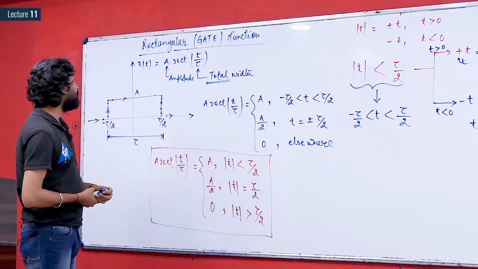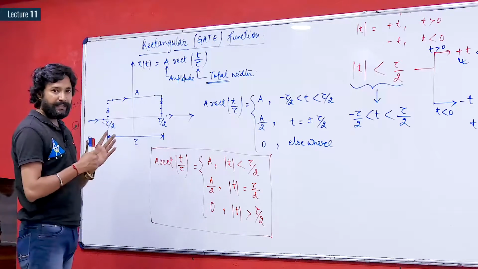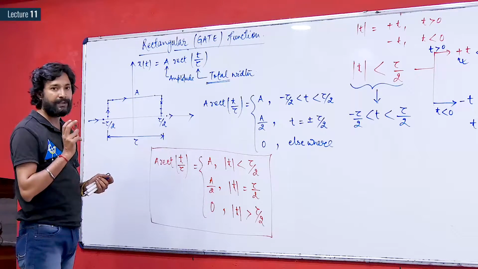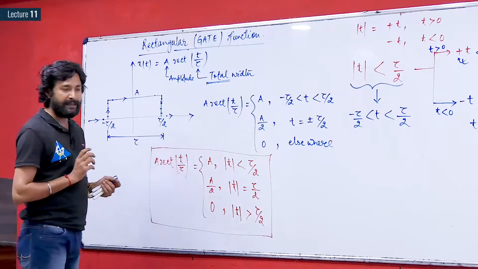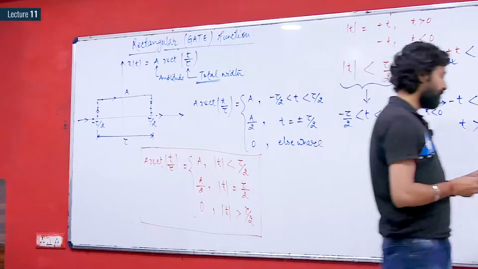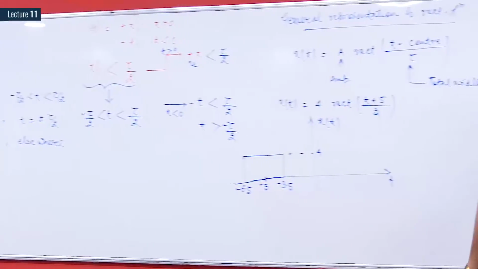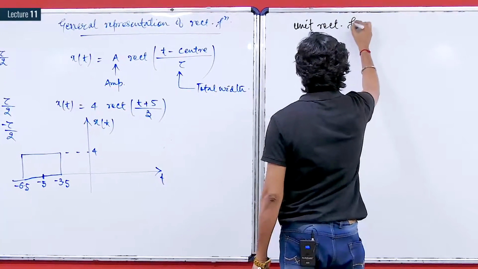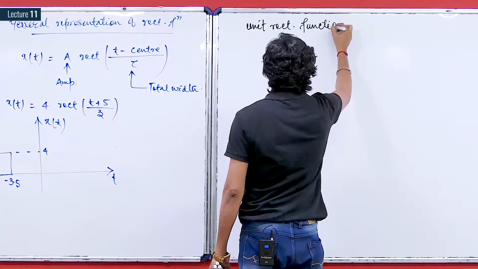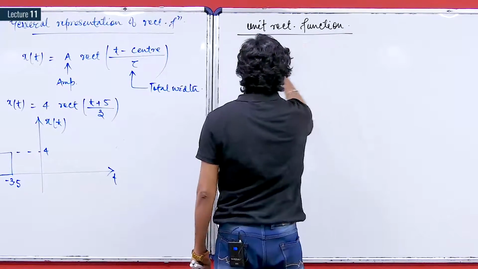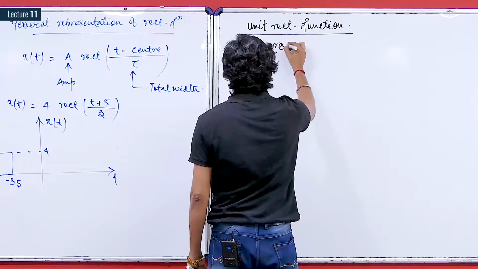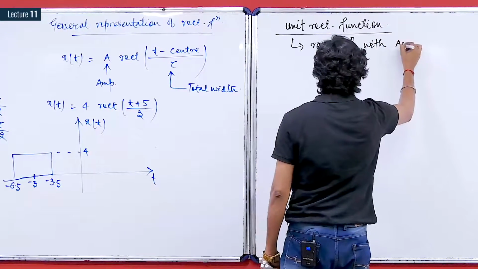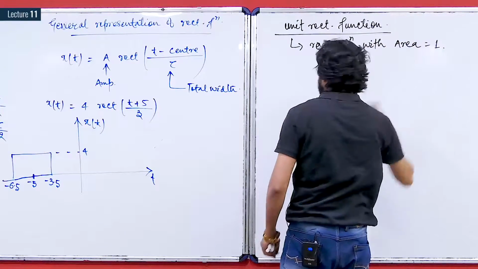Now similarly, if we name a rectangular function a unit rectangular function, then this word unit defines the area. It means if you are now taking a unit rectangular function, it will be a rectangular function with total area equal to 1. Total area equals 1.